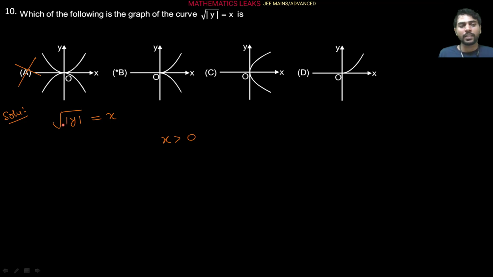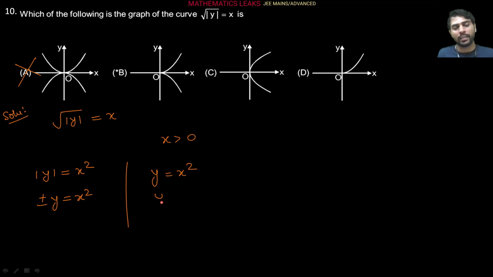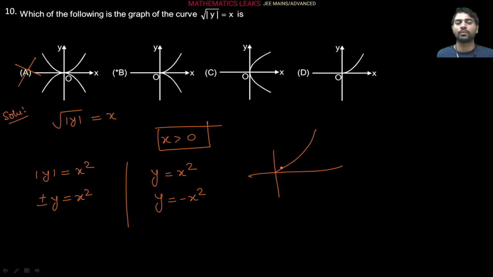Now if you simply transfer this root to the other side, it will become a square here. So mod of y is equal to x square. Mod of y means plus minus y is equal to x square. So you can say y is equal to x square is one function and y is equal to minus x square is another function. The graph of y is equal to x square will be like this. Since we only have to observe x greater than 0, there is no need to show the left side. And the graph of y is equal to minus x square will be like this one. So among all these options, option B is absolutely correct here. B option is the answer for the question. Correct?